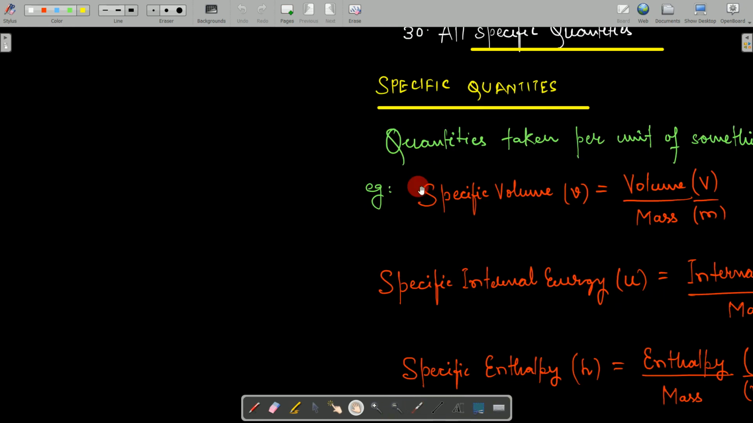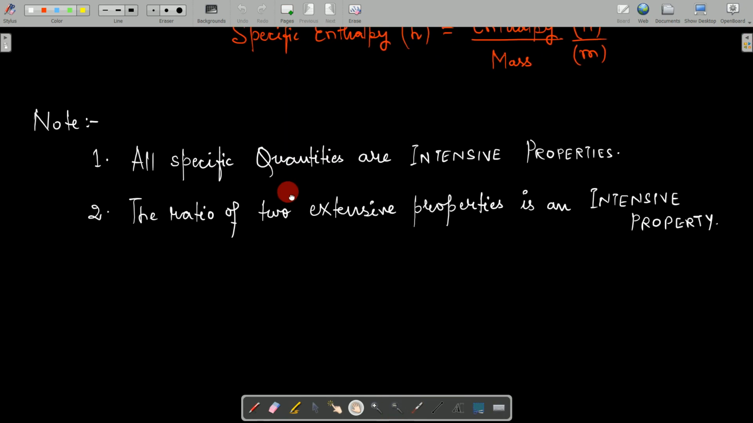Now there are certain important note points that you need to keep in mind. First is that all specific quantities are considered as intensive properties, and the ratio of two extensive properties is always an intensive property. Just like we have density, many people get confused whether it is extensive or intensive. Density, we know, is mass per unit volume. So what people will do is they will say that density depends on mass, so that means we can consider this to be an extensive property.